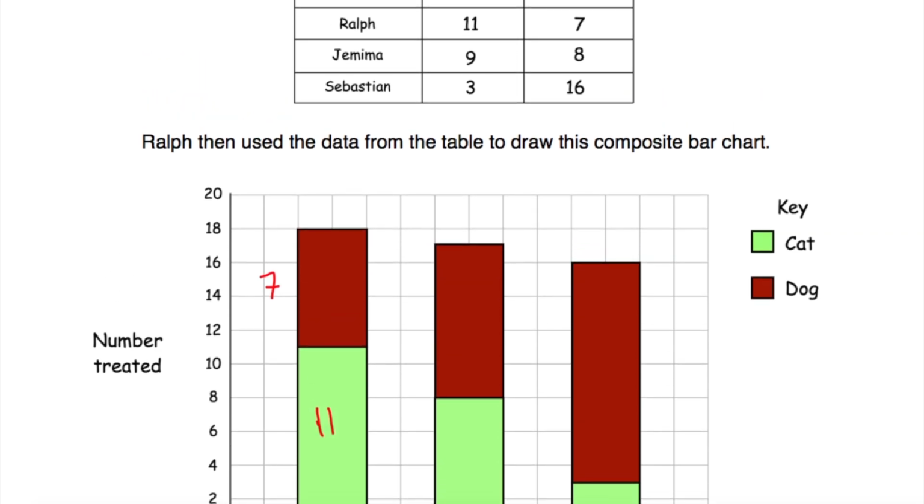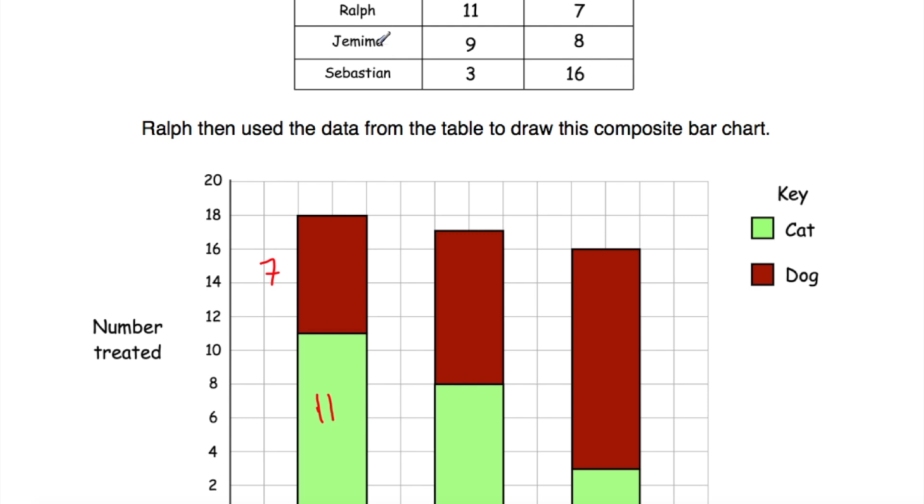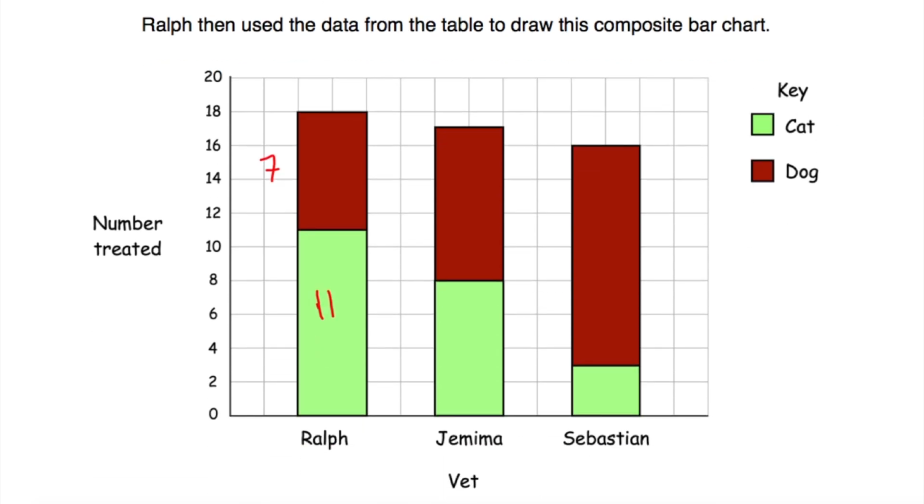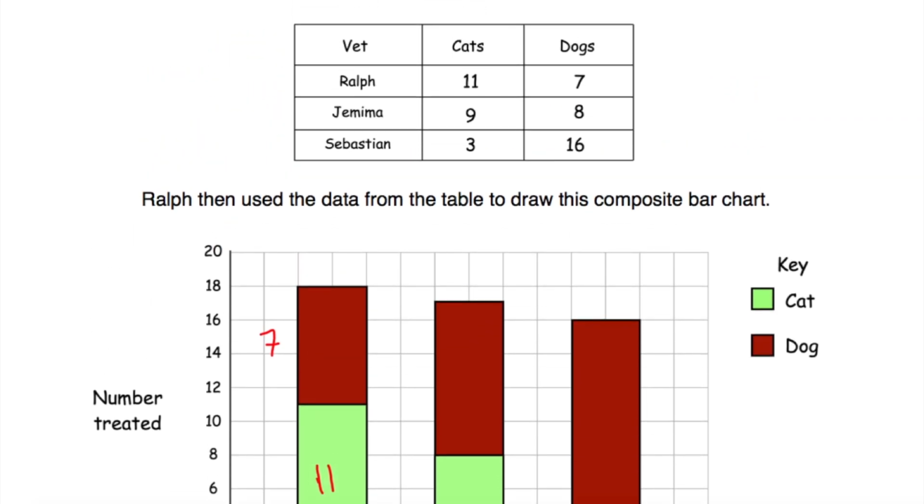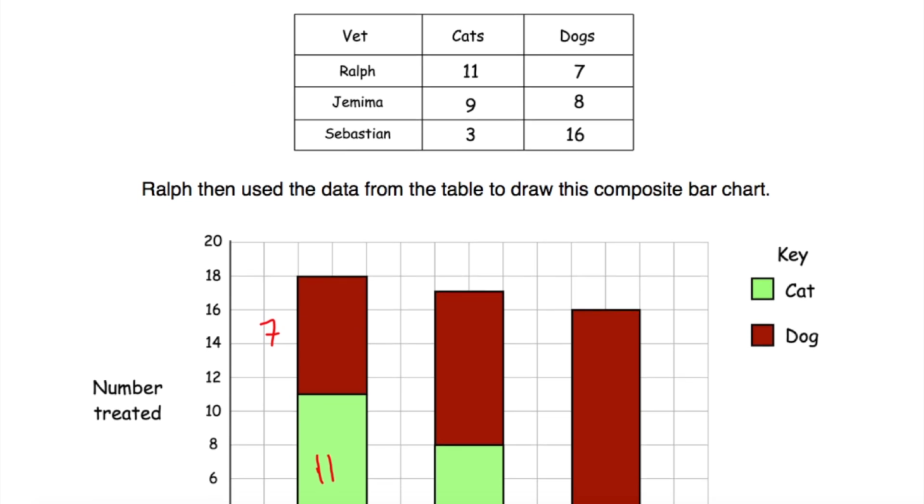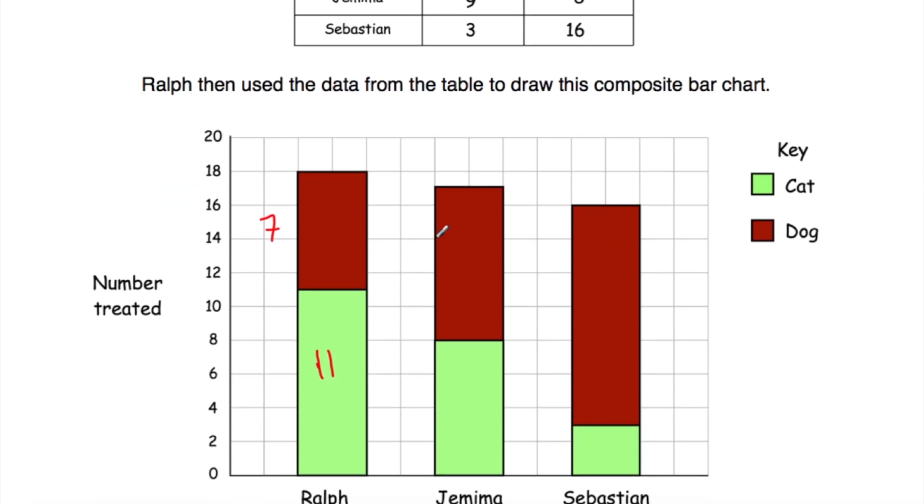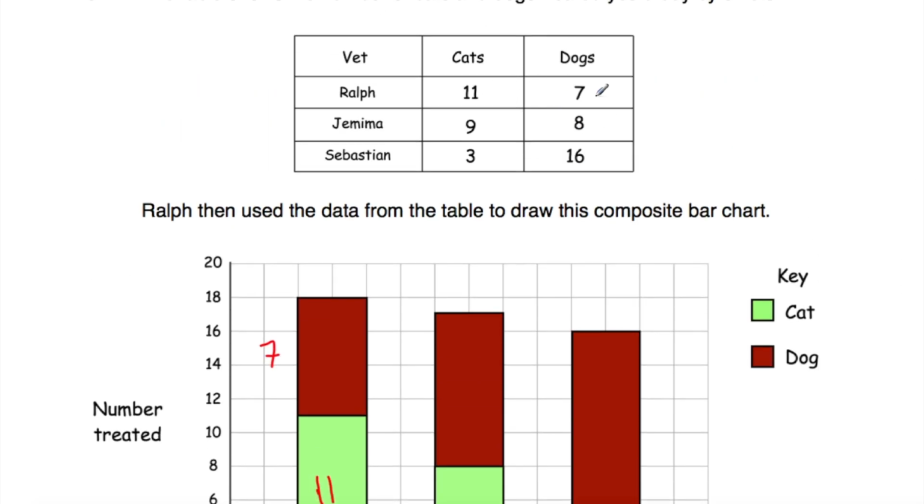So let's compare the chart to the table. We've got Ralph, Jemima and Sebastian. Let's just check their names. Ralph, Jemima, Sebastian. Yeah, that's right. We've got the number of cats treated and dogs treated. So let's start off with Ralph. He's treated 11 cats and 7 dogs. So if we have a look here, 11 cats and 7 dogs. That's correct. Yep. Now let's have a look at Jemima.